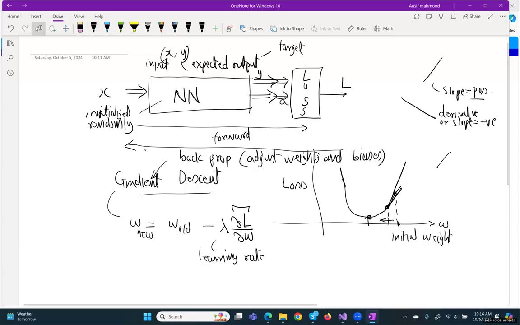Okay, and you can convince yourself, even if we started it somewhere over here, now we want to move the weight this way. So the gradient is negative. So negative times negative, it will become positive. As you can see, it will increase the weight value, and the weight values increase this way. So we'll start to move this way, right?